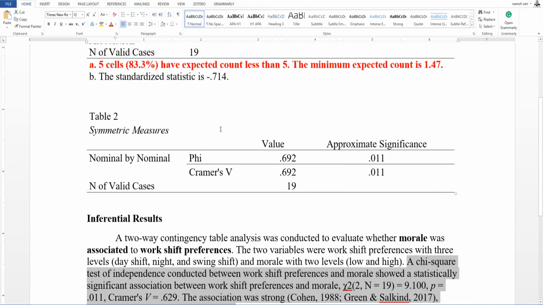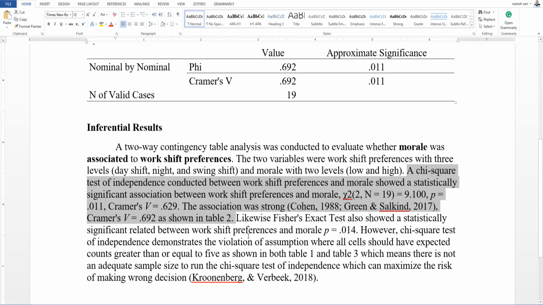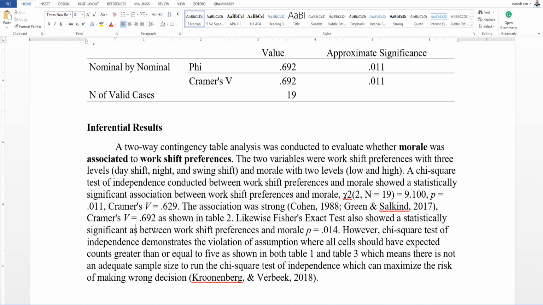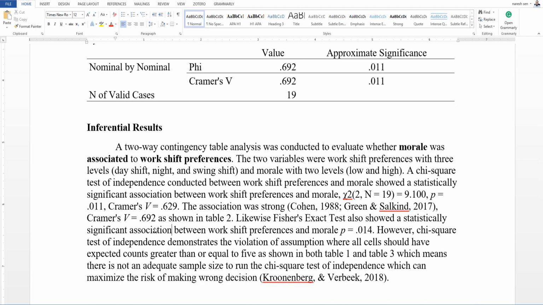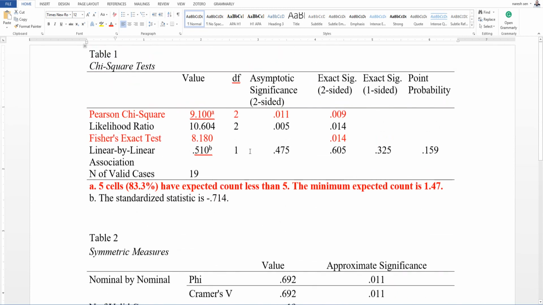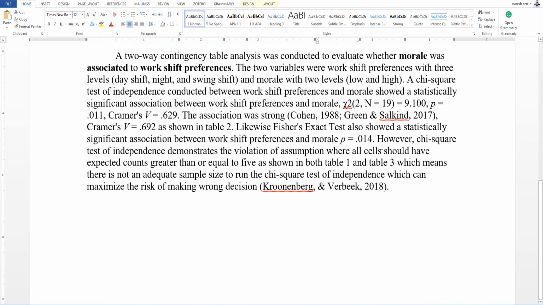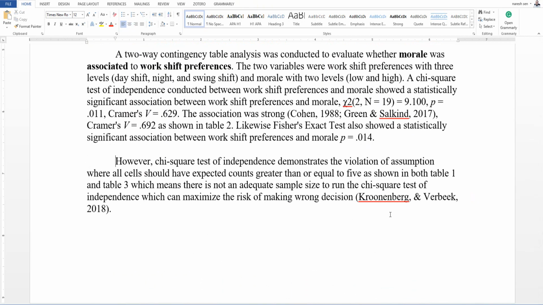However, what we are going to do is state this information in the same inferential result. Likewise, Fisher's exact test also showed a statistically significant association between work shift and morale, that is 0.014. Where does it come from? This is the Fisher's exact test, and this is 0.014. Okay, so this is the crucial part.